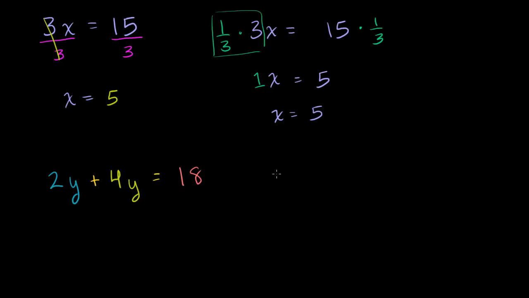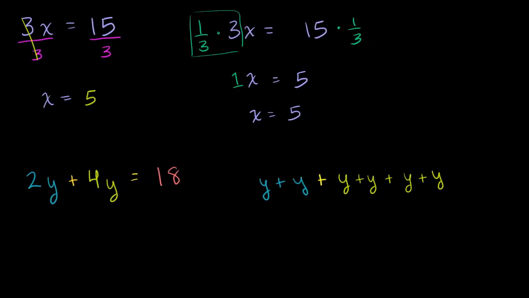It literally means I have two y's added to each other. So it's literally y plus y. And then to that, I'm adding 4 y's, which are literally 4 y's added to each other. So it's y plus y plus y plus y. And that has got to be equal to 18. Now, how many y's do I have here on the left-hand side?